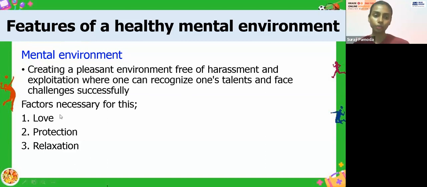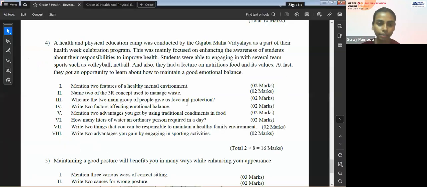So you have to write two from this, right? Okay. Then name two of the 3R concept used to manage waste. There is a concept called 3R. So what is the answer? What are these 3Rs?